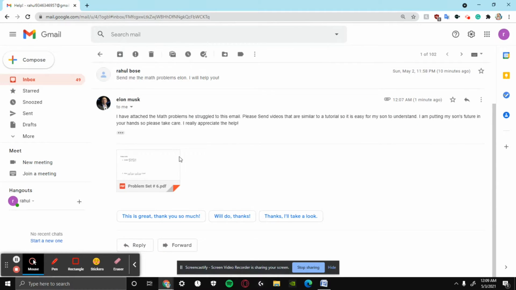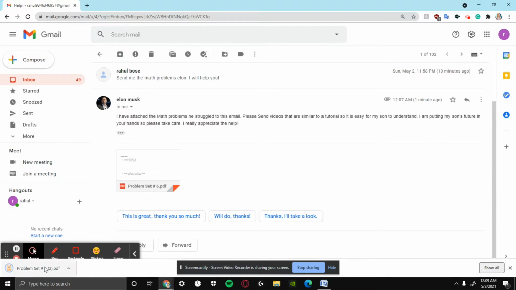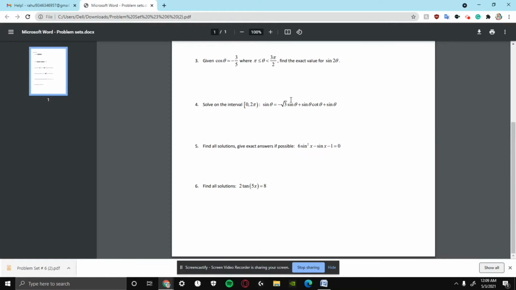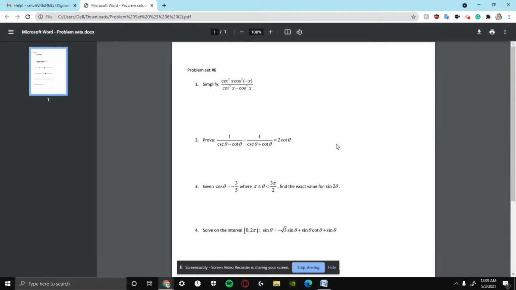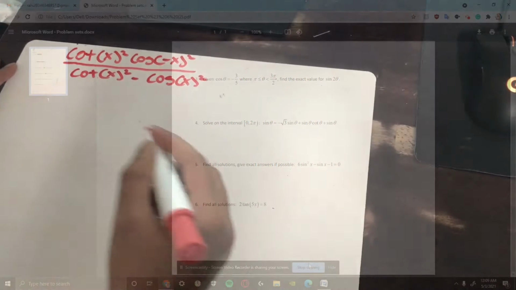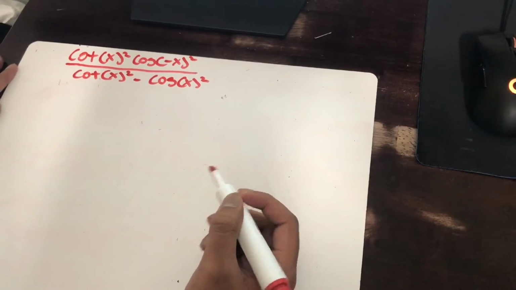Ah, he's so nice. Let's look at the problems. Download, then open. Hmm, I can see why he might have struggled. They look scary, but time to help him. So this is my first equation, and let's get started.